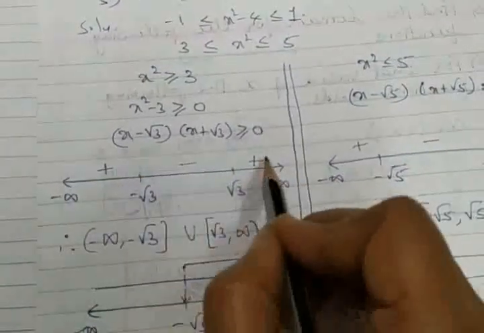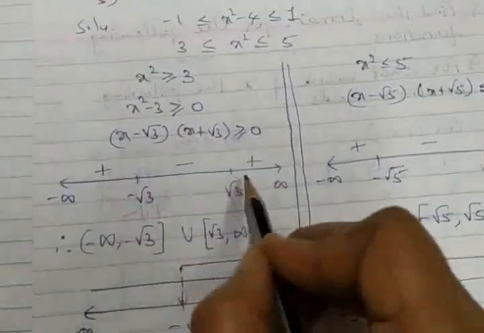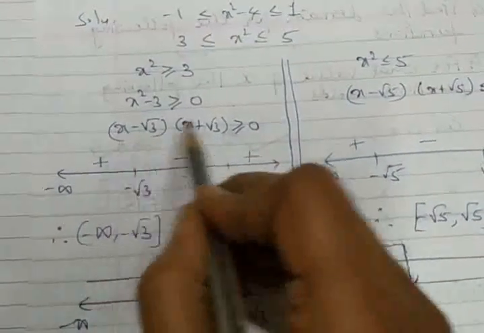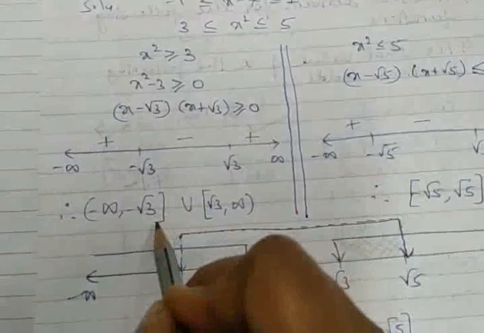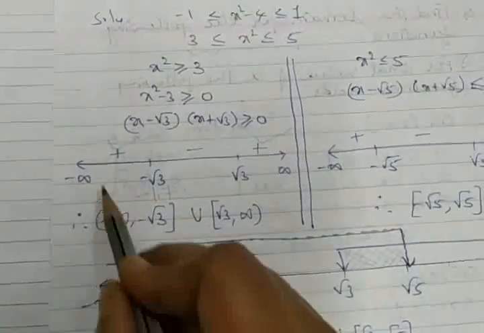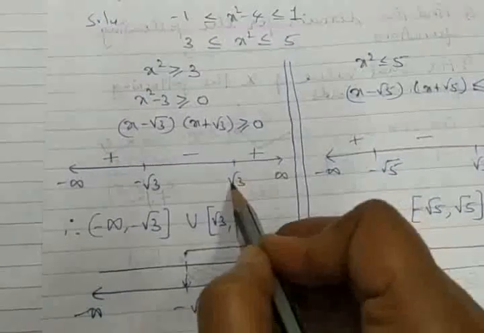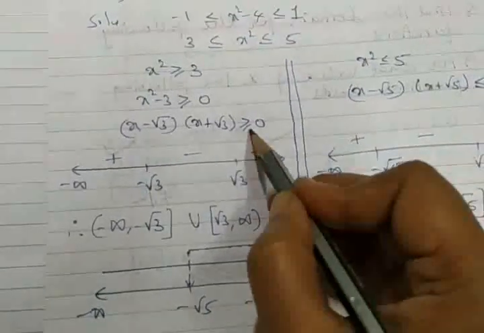So for positive, it is possible in this interval, and we are choosing x values from this interval. So what's the domain part for this now? It is minus infinity to minus root 3 union root 3 to infinity, which will give us positive.